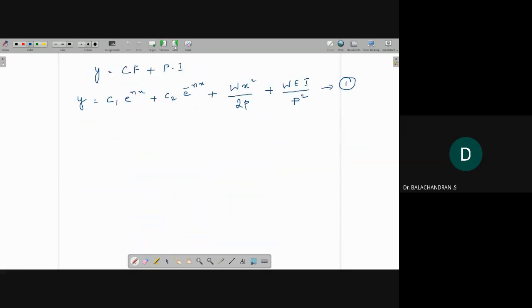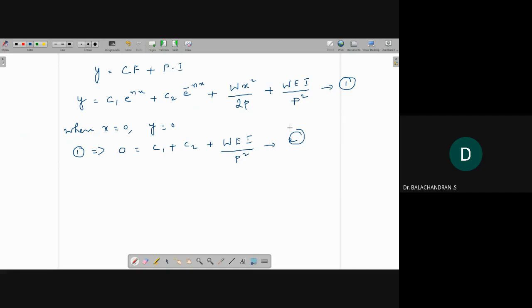Okay. Now, when x is equal to 0, y is also 0. So using this condition, you will get 0 equal to C1 plus C2, this is 0, plus w EI by p square. We call this equation 2.